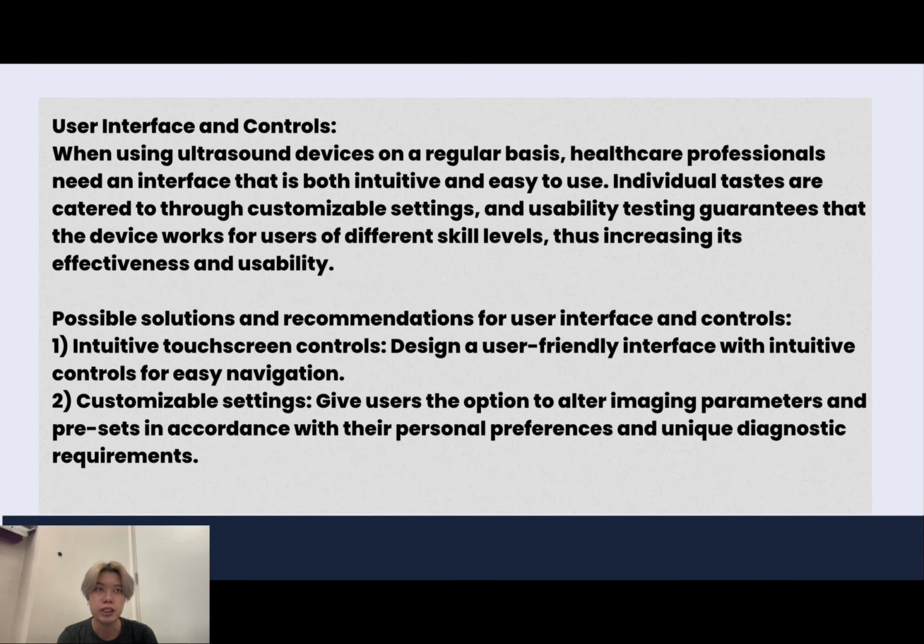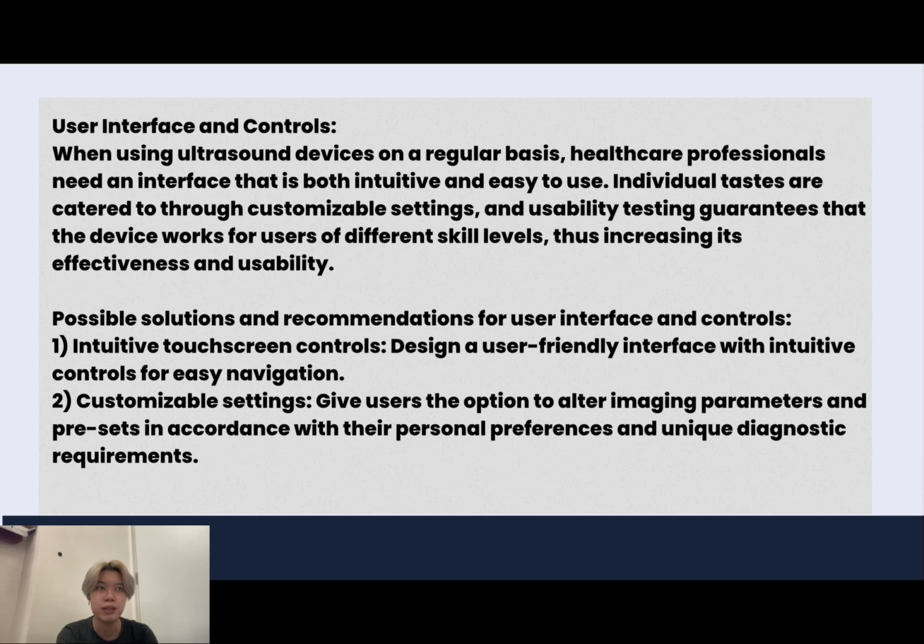Next, we have user interface and controls. When using ultrasound devices on a regular basis, healthcare professionals need an interface that is both intuitive and easy to use. Individual tastes are catered to through customizable settings, and usability testing guarantees that the device works for users of different skill levels, thus increasing its effectiveness and usability.